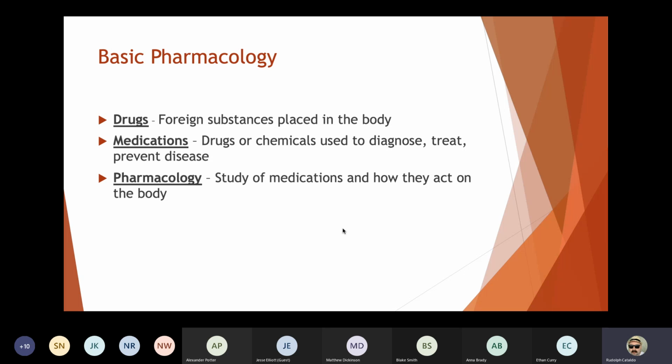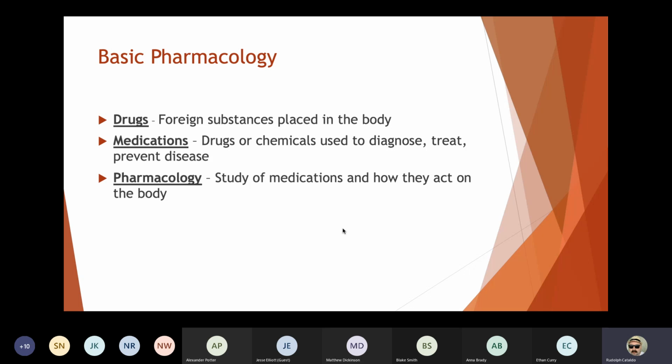So just again, some basic review with pharmacology. A drug is any foreign substance placed in the body. This can be a legal prescription medication or an illegal medication, and it can still be classified as a drug. So any substance placed in the body that's foreign, that the body isn't essentially used to having as a natural binding agent or catecholamine, whatever it might be.